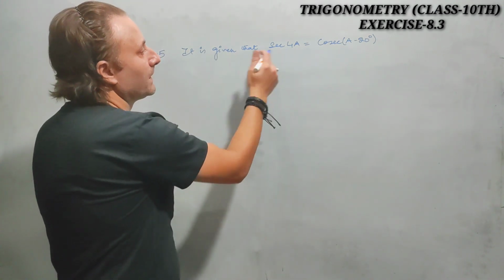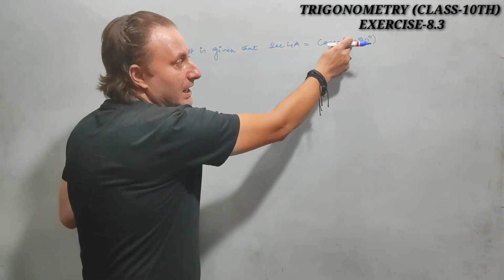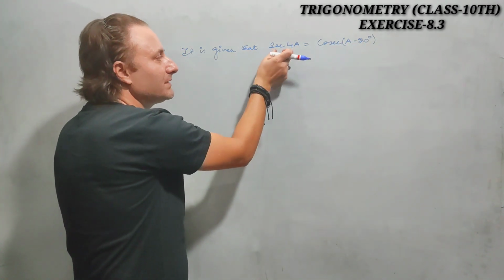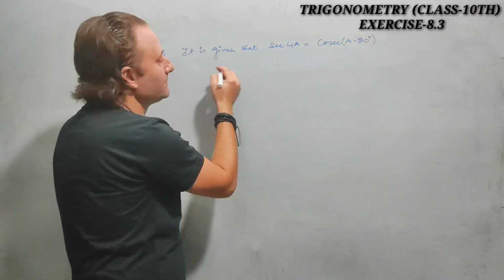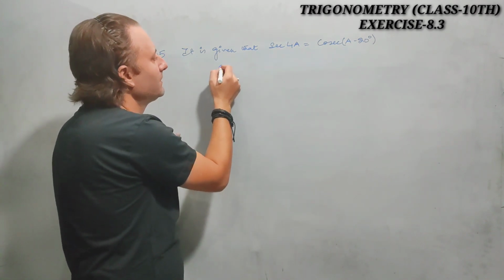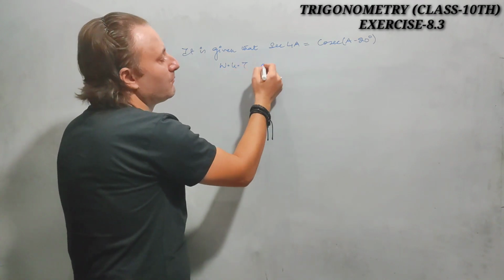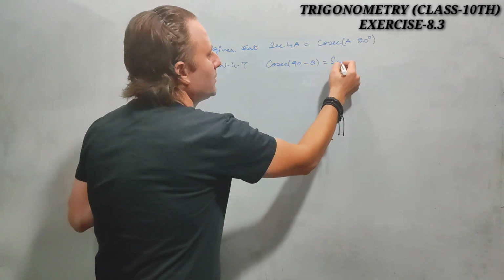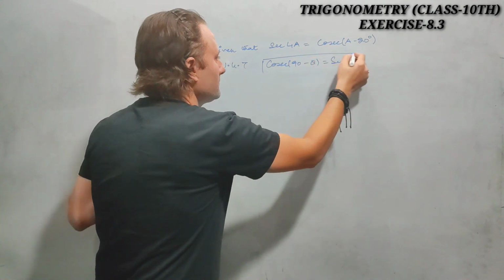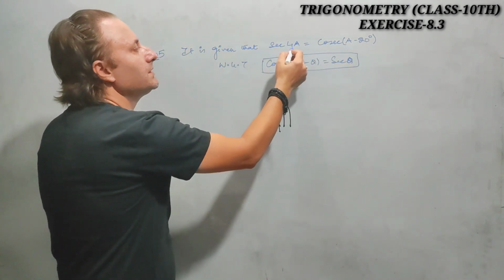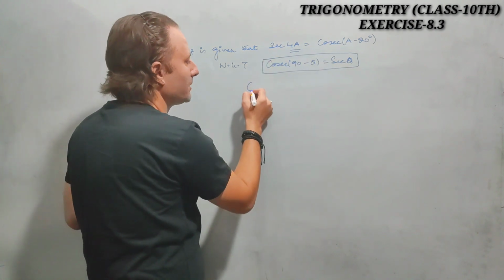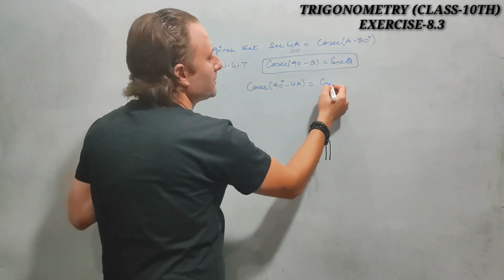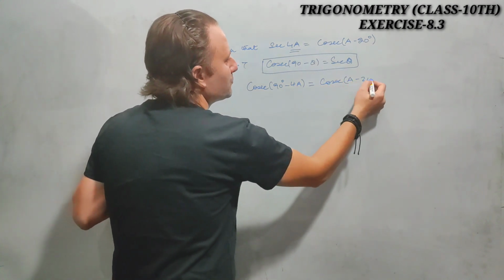So what are we supposed to do? We will change this one. Remember, here we have an A, so we can't use any formula directly. Let's make use of this and change it into a formula. We know that cosec (90 minus theta) is equal to sec theta. We have a sec theta here, and theta is 4A. So I can write cosec (90 minus 4A) is equal to cosec (A minus 20 degrees).